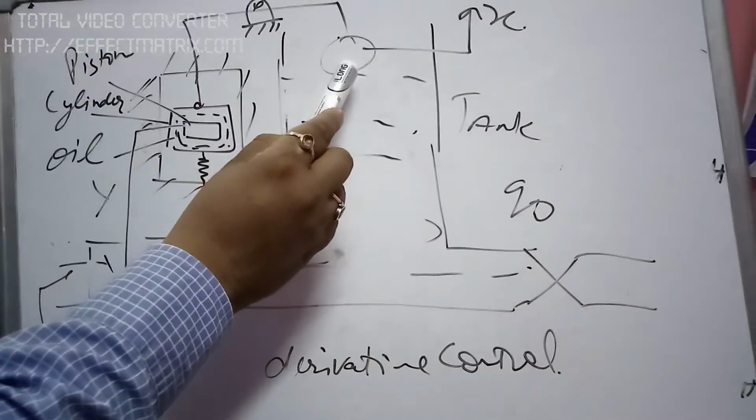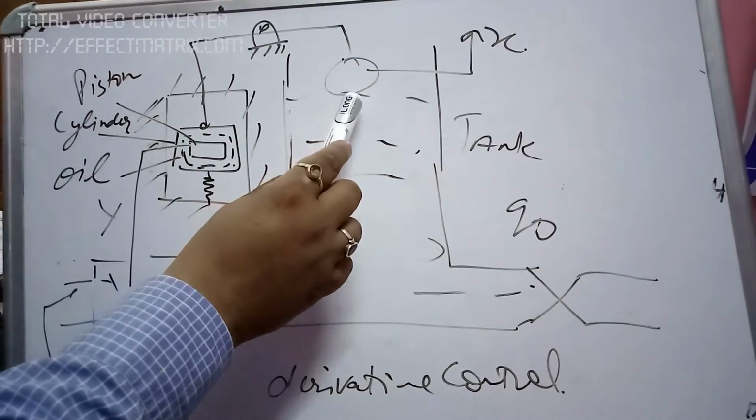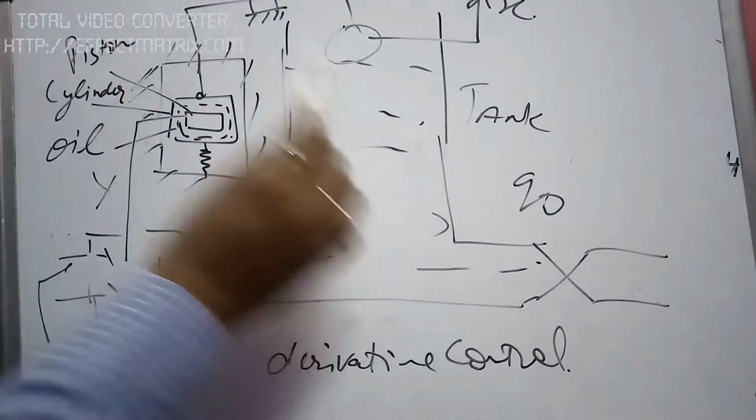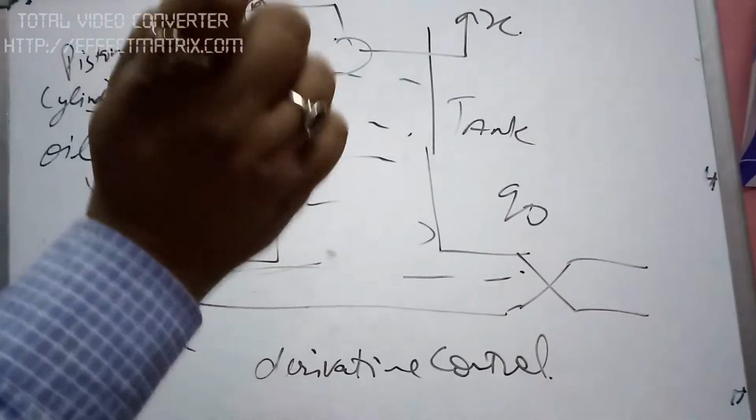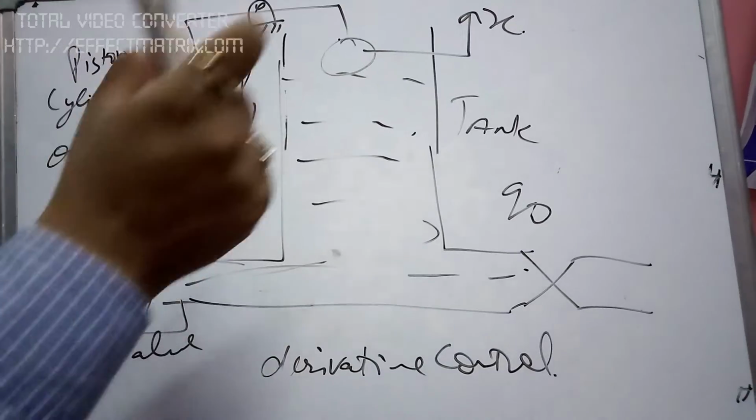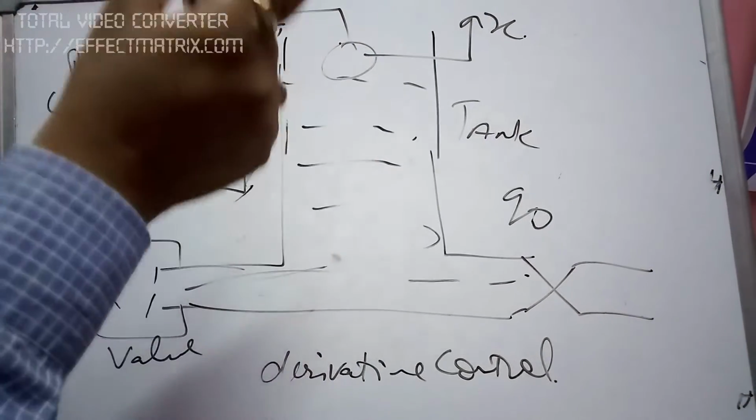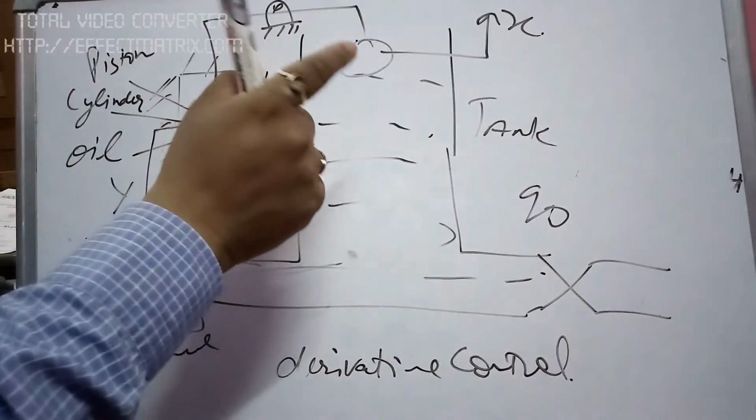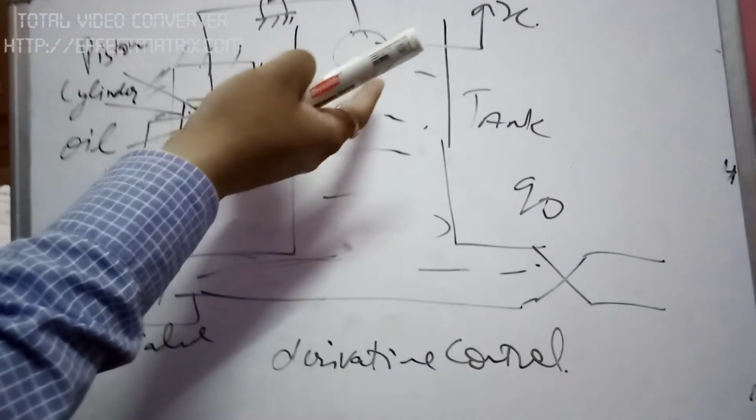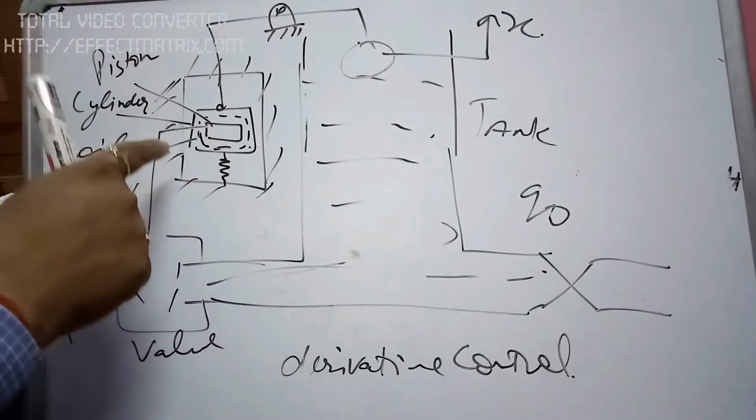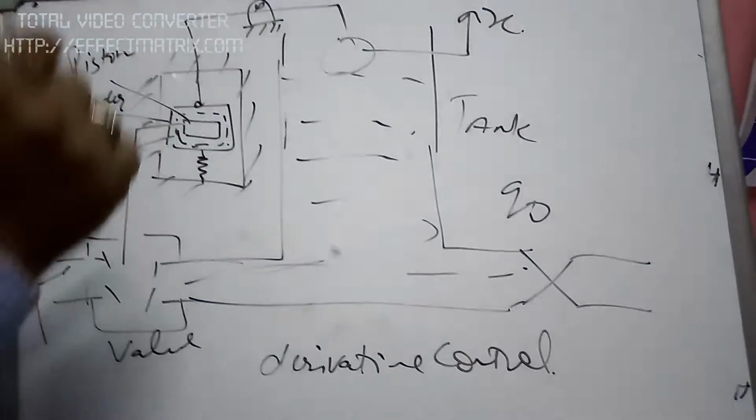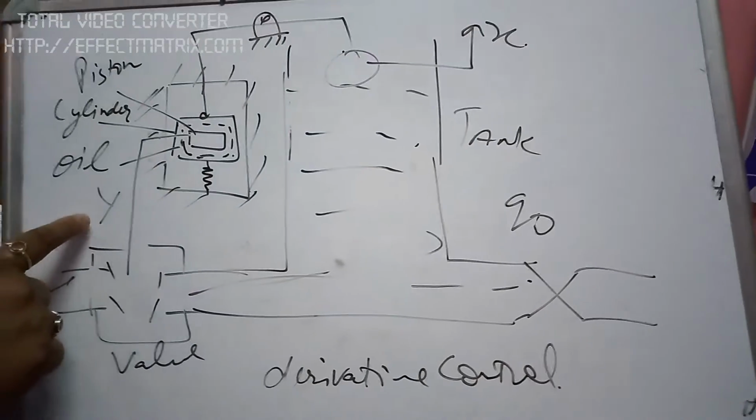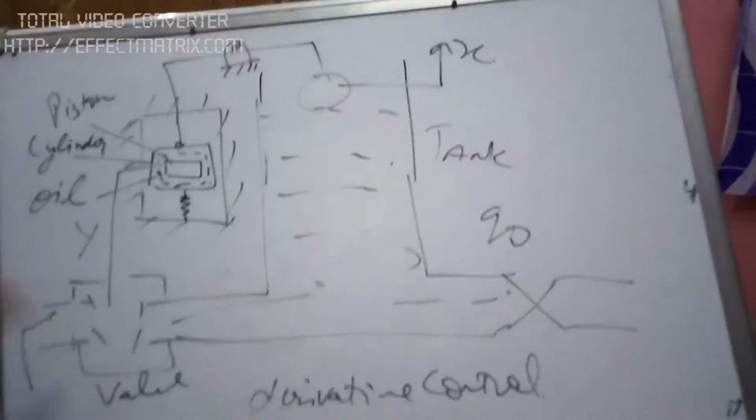So the set point we want to achieve in this problem is the level of the tank. We want a stable level of water in the tank. To maintain the set point, the level of the tank, the corresponding action will be generated by the float to the piston, cylinder and oil, and it again generates an output y, and that controls the valve.